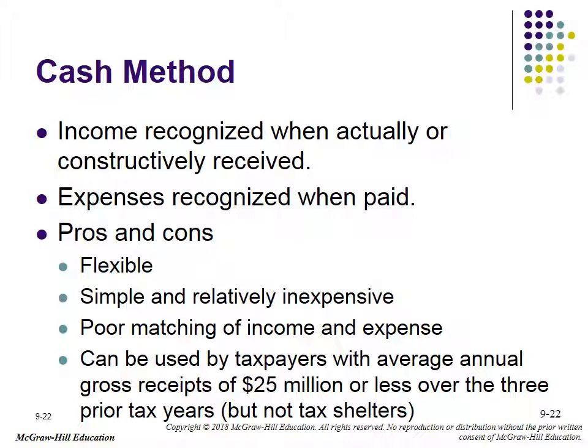Here's the newest thing that's nice. It can be used by taxpayers with average annual gross receipts. Remember, there's your average gross receipts for 3 years of $25 million or less. So this is new with our new tax law. Corporations were not allowed generally to use this method of accounting. They just weren't. Now, if the corporation has $25 million or less on average over the past 3 years of gross receipts, they are allowed to use it. So we got to keep this in mind when we're dealing with clients.